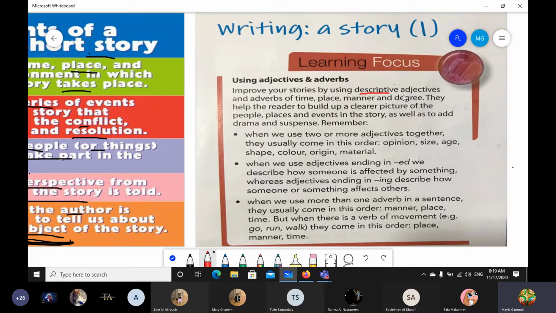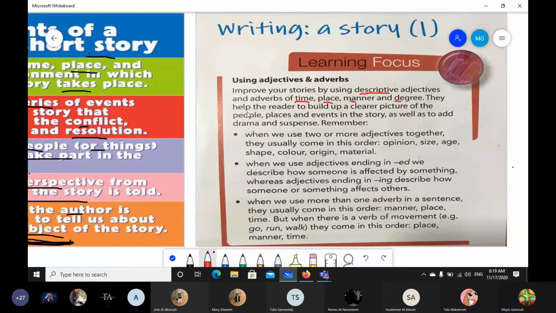And these descriptive adjectives and adverbs should be adjectives and adverbs of time, as we said, when, and place, as we said, where, and the manner, the reason why, and the degree. All right, please continue, dear.